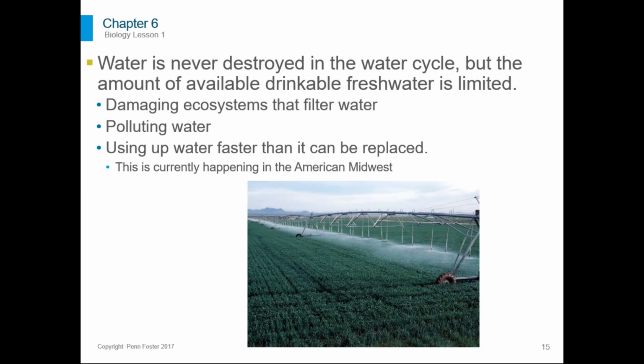Fresh water is another resource that we must be careful not to abuse. While water is never destroyed in the water cycle, the amount of available drinking fresh water is limited. Damaging ecosystems that filter the water can be a problem, and we could also use up water faster than it can be replaced. And this is currently happening in the American Midwest.